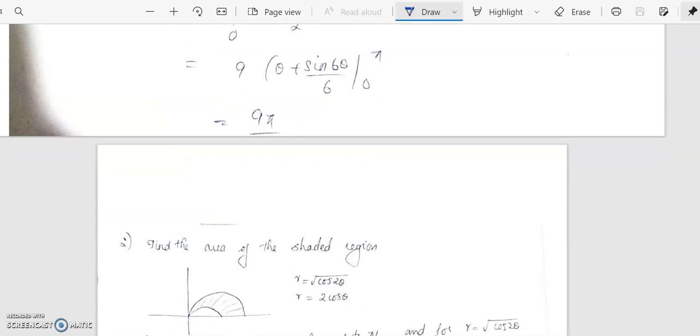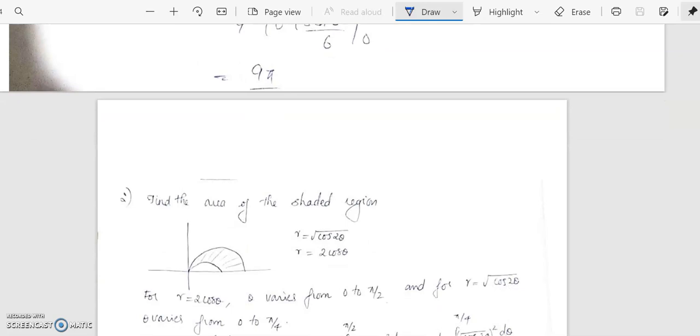Now the second problem is to find the area of the shaded region. So we are given a shaded region bounded by r equal to root of cos 2 theta and r equal to 2 cos theta. So the shaded region is a part of these two curves.